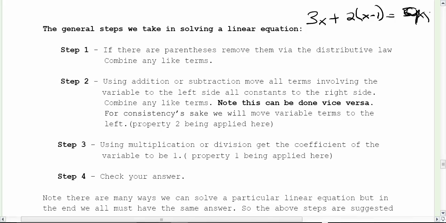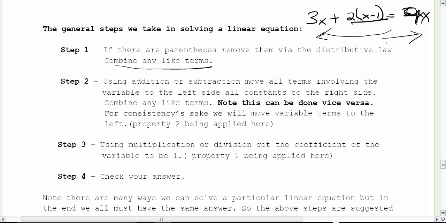We're not going to solve this, but anyway, your first step is you would take care of any parentheses you have. So you'd have to distribute. Combine any like terms. The next step is you want the variable terms, the terms that have x's on them, on the left-hand side. You want the constant terms, meaning just numbers by themselves, on the right-hand side. And you move a term by changing the sign.